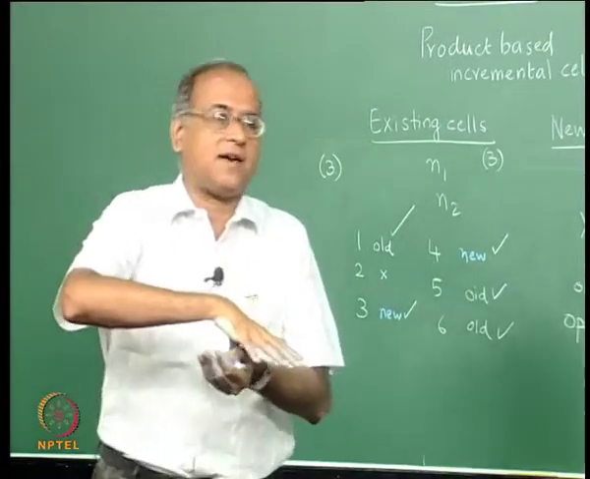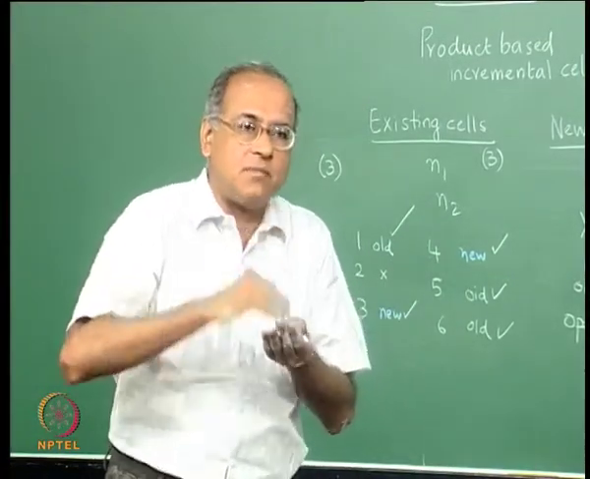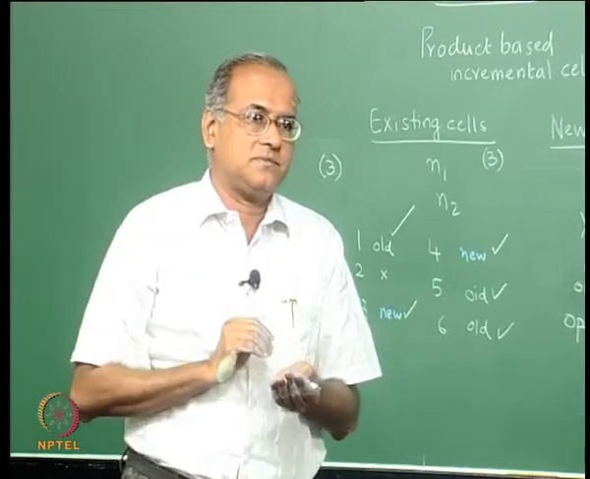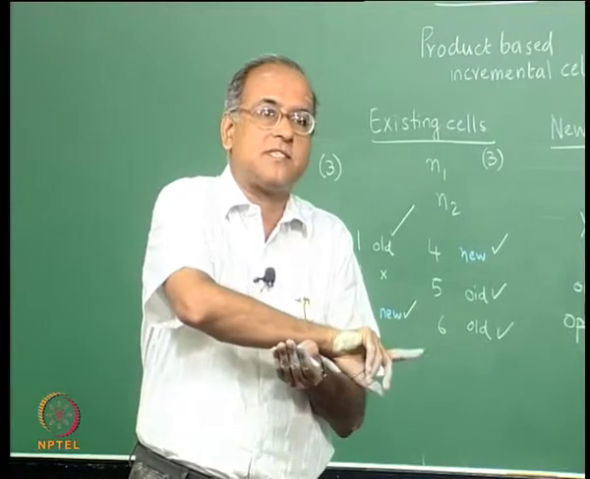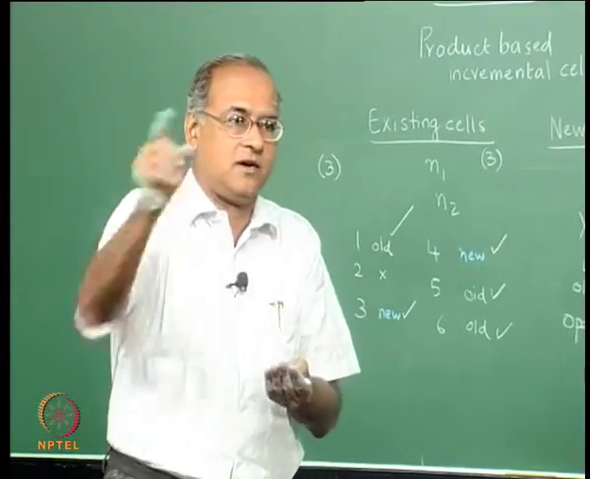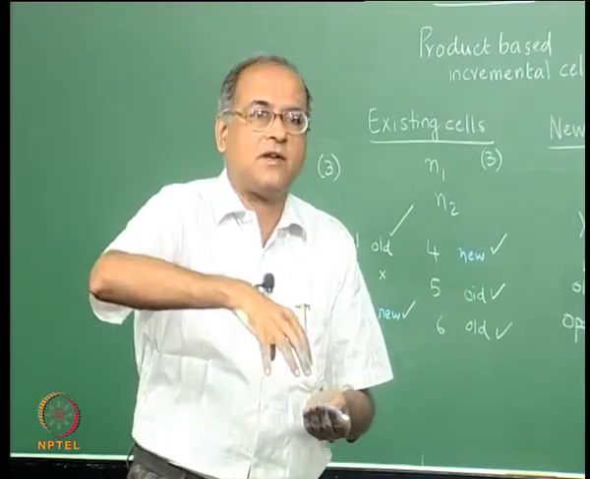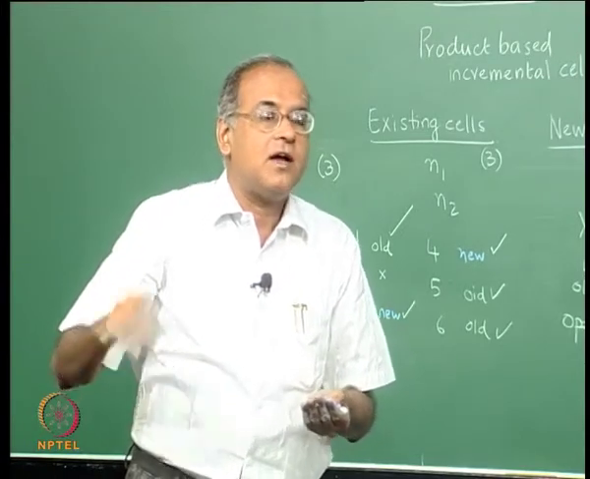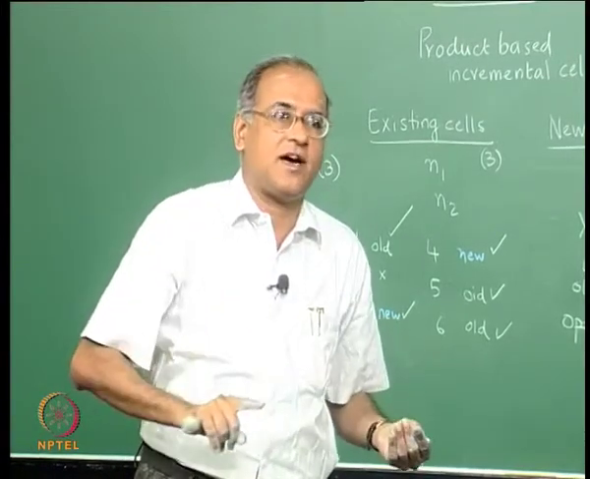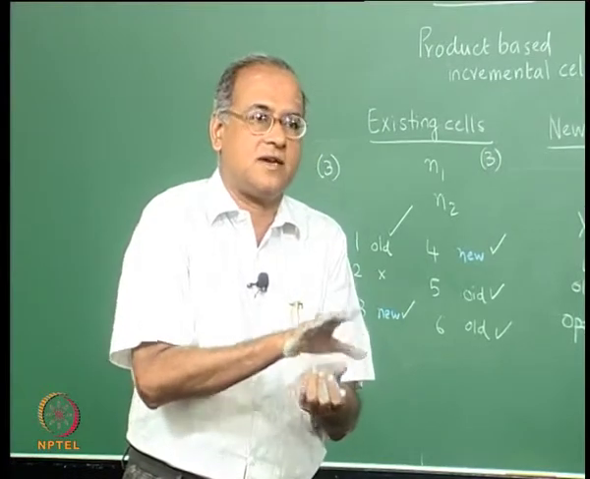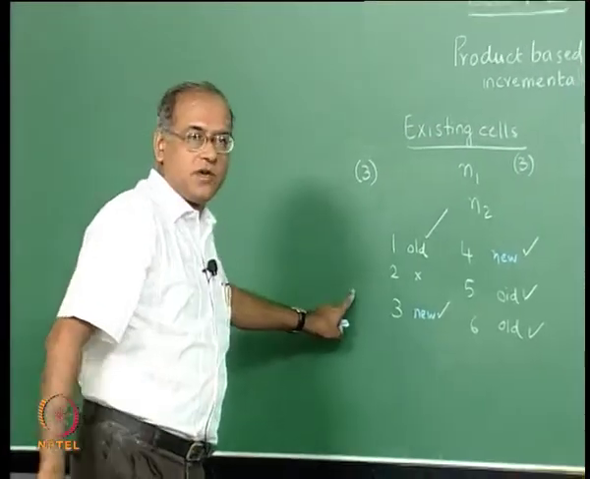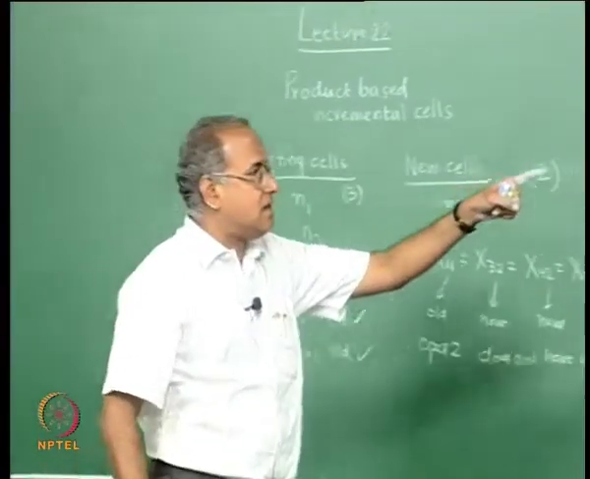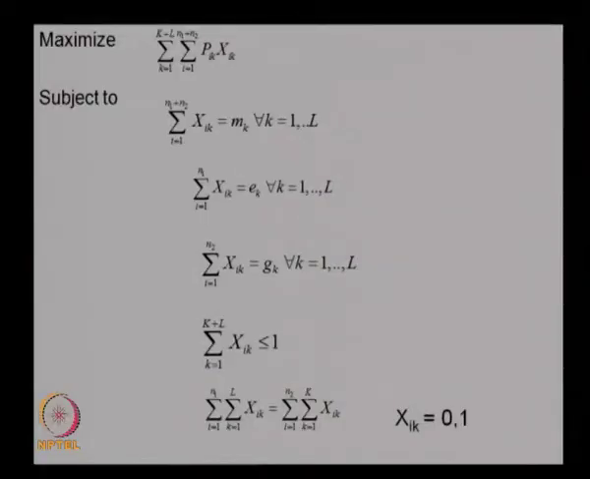From the new operator set, some of them will go to the new cell, some of them will replace the experienced people who have gone from here to here, and some of them will not be allocated at all. We will not have a situation where an experienced person is left out, which happened in the earlier formulation. So, that is what the present formulation will now do.